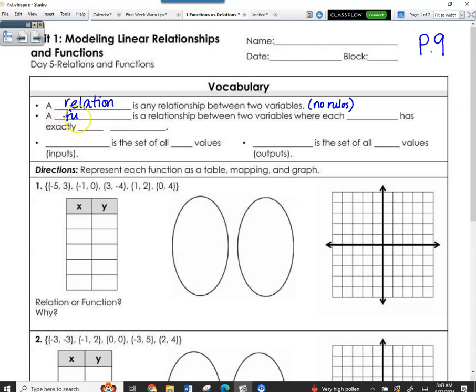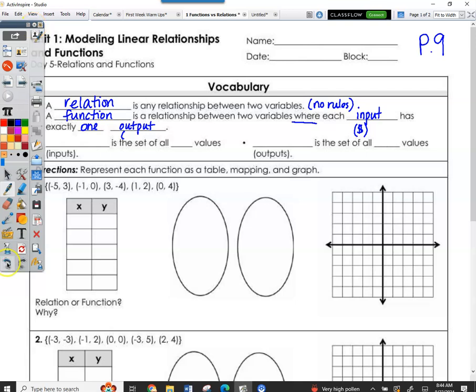A function is a relationship between 2 variables. Notice that the definition starts out the same, but then all of a sudden it says, whoa, wait a minute, where each input, and that would be your money if it's a vending machine, has exactly one output, and that would be your food that comes out of the vending machine, or your drink, whatever it is you're getting. Okay?